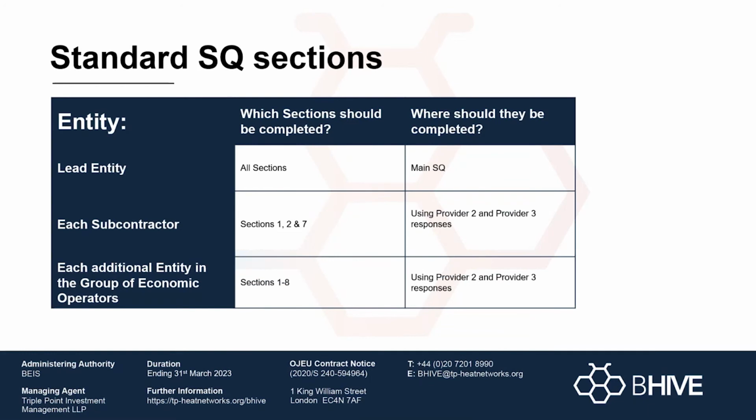So who should complete which sections? The lead entity should be answering all of the sections that I've just identified there, and those should be completed within the main SQ. And then each subcontractor should complete sections 1, 2, and 7 using the provider 2 and 3 responses. And then the group of economic operators should complete sections 1 to 8, again using the provider 2 and 3 responses.